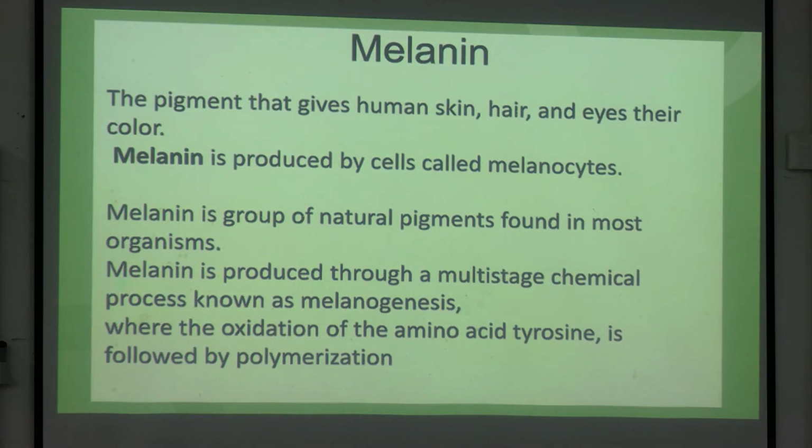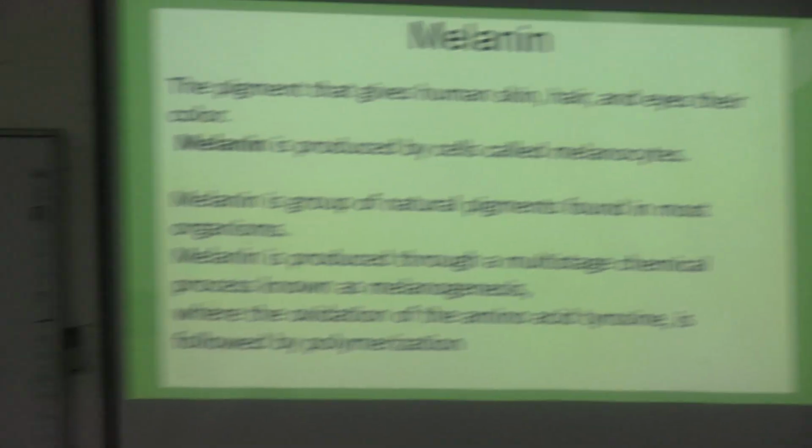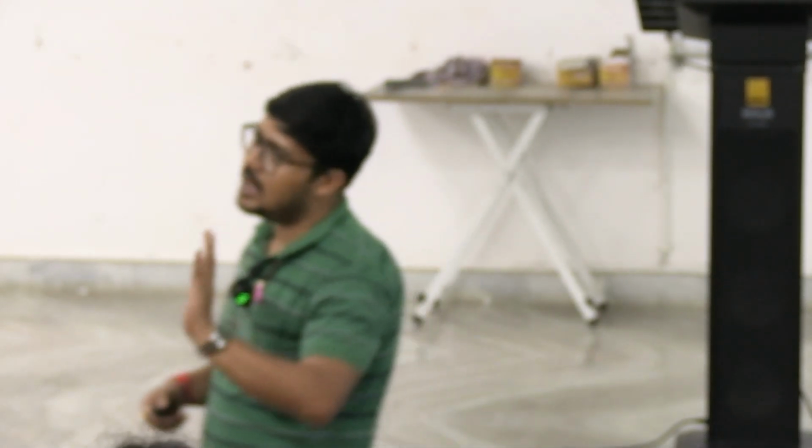So melanin, an endogenous, natural pigment, is produced by oxidation of the amino acid tyrosine followed by polymerization, and melanin is produced by the cells called melanocytes. If melanin production is increased in some individual, then there is hyperpigmentation, and if melanin production is decreased, then it is called hypopigmentation. Hyperpigmentation may be generalized or localized. Hypopigmentation may be generalized or localized.